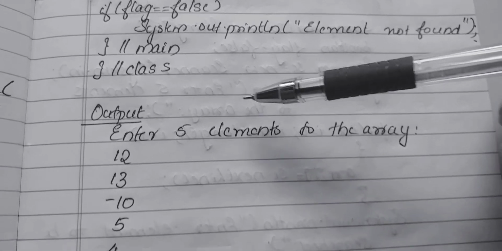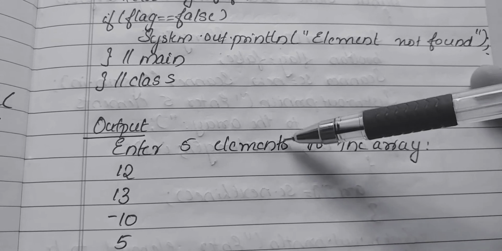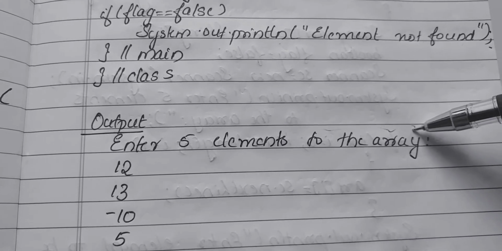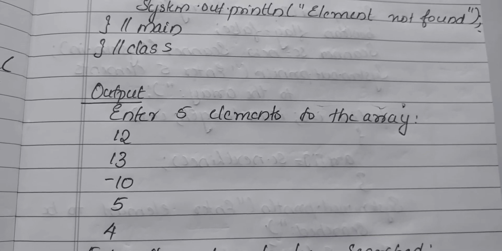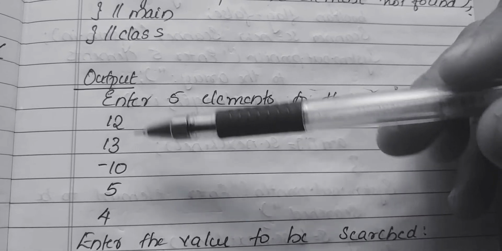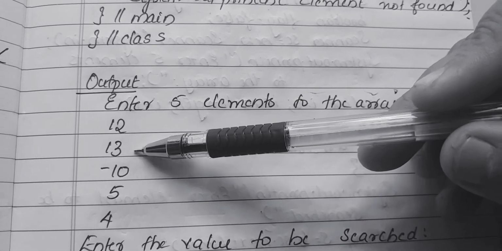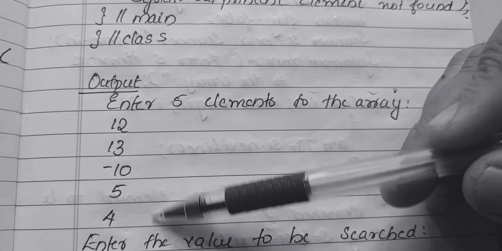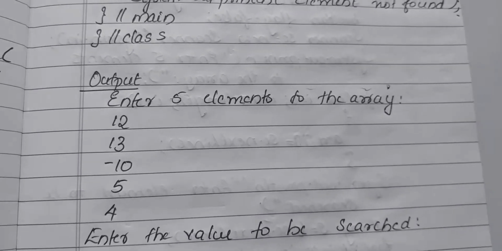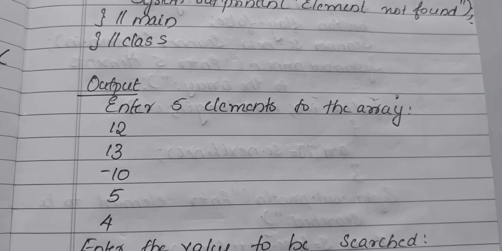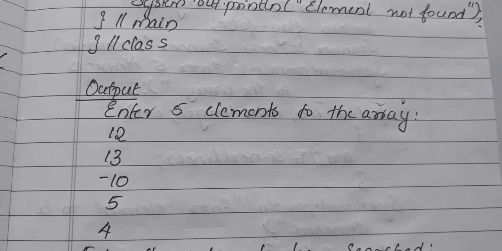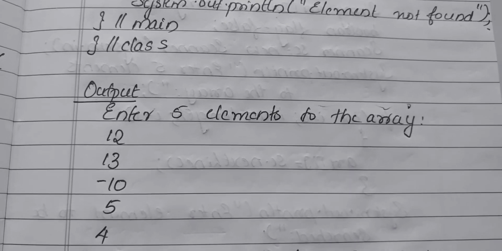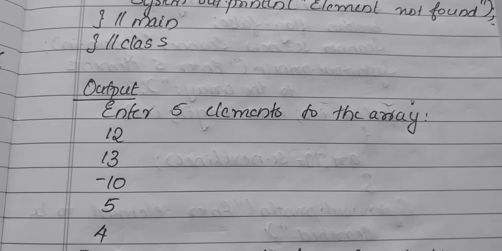So the output goes like this. This is the first message that comes: Enter 5 elements to the array. These elements are given by us through the console keyboard. Okay. So here I have given 12, 13, minus 10, 5, 4. Is it possible to give the value minus 10? Yes, because it is an integer array, and the integer data type holds both positive and negative values. Clear? We have entered the 5 elements.